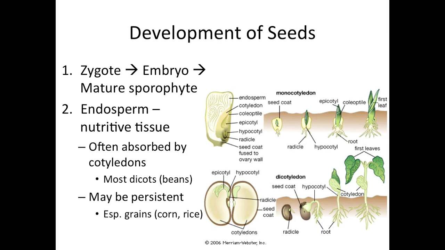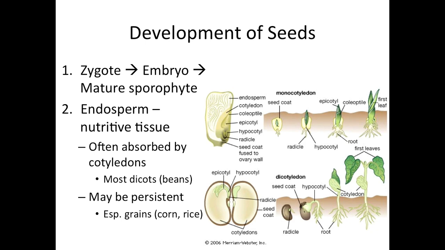We talked about pollination and double fertilization. And immediately after double fertilization is where we are going to pick up. And that's the formation of the zygote, which eventually develops into the embryo, which eventually develops into the mature sporophyte.